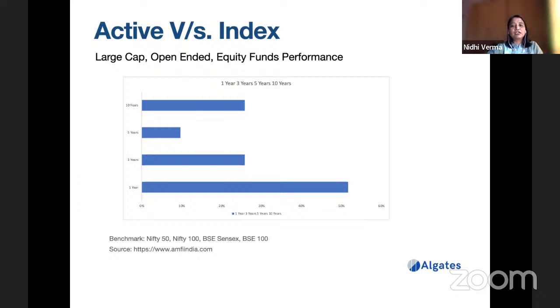So we see that despite being very active in the market and spotting the opportunities which they feel are good, most of the funds are not able to match even the index performance. They are performing poorer than the overall index in the market. So this suggests that active fund management is not as useful as it is thought to be.